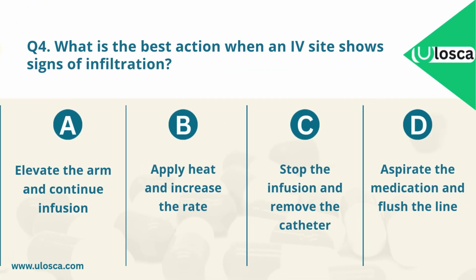Question 4. What is the best action when an IV site shows signs of infiltration? A. Elevate the arm and continue infusion. B. Apply heat and increase the rate. C. Stop the infusion and remove the catheter. D. Aspirate the medication and flush the line. Which one is the correct answer?